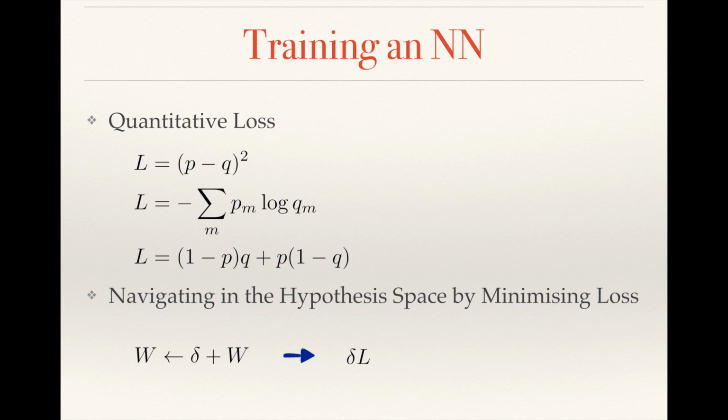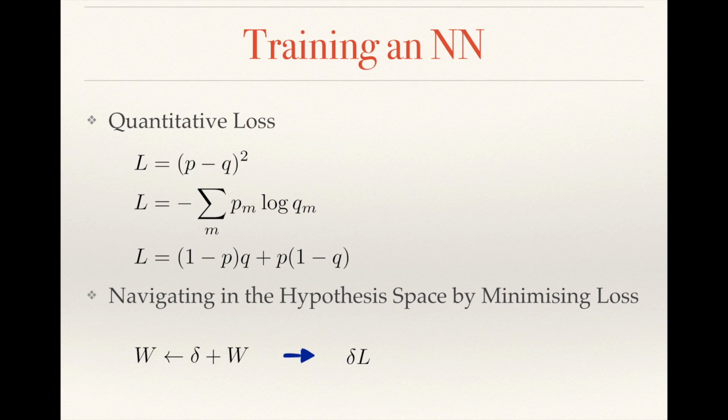For example, if the task is to approximate some real-valued function, we may take the difference between the output of the neural network given the data and compare it to the target value. For example, the square loss.